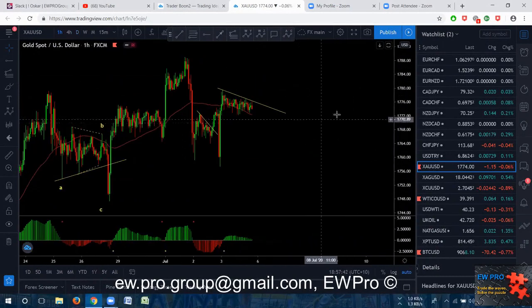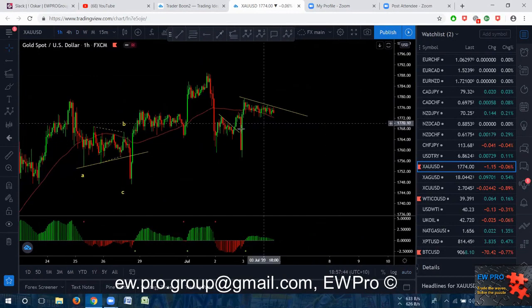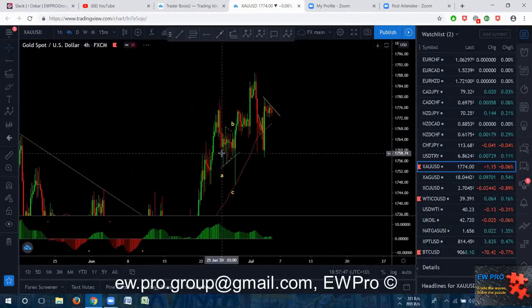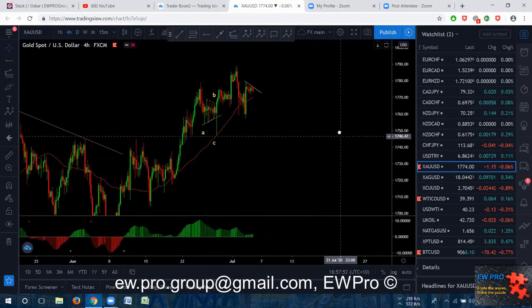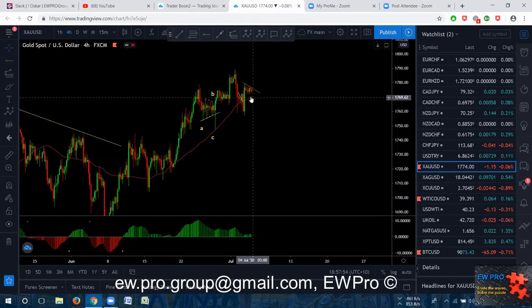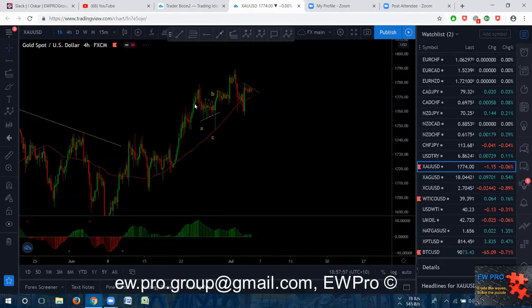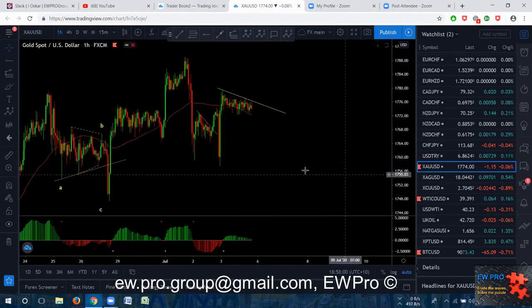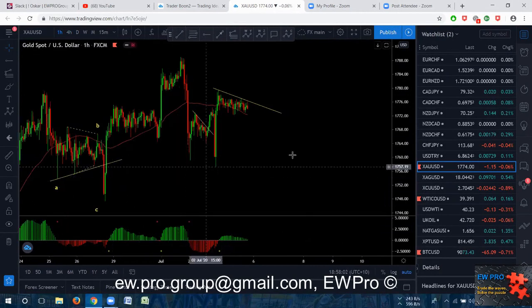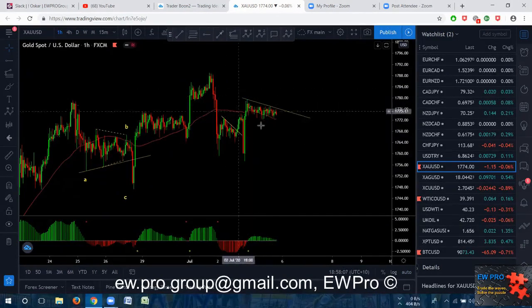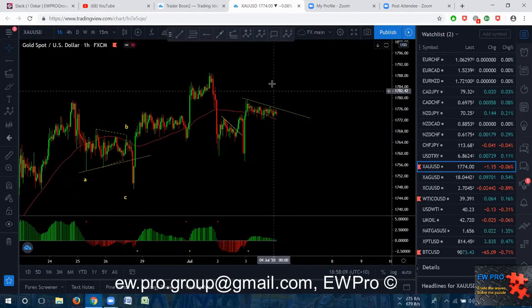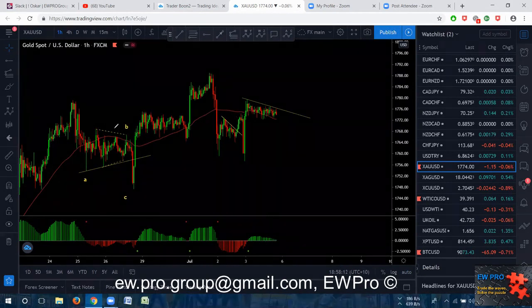So on the H4, we do have internal bearish divergence. And on the H1, we have the bearish divergence. But we're getting a bull flag, so there is no sell setup on it yet.